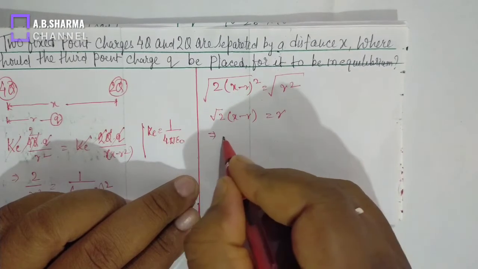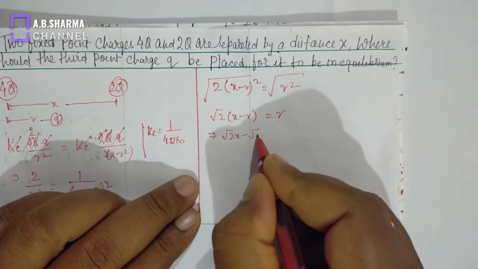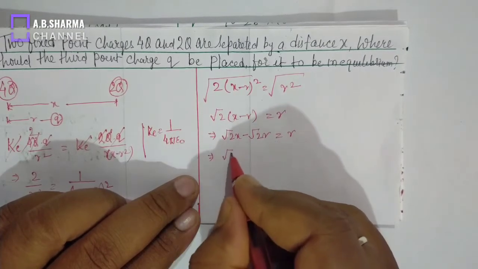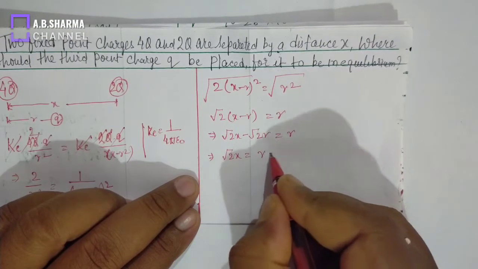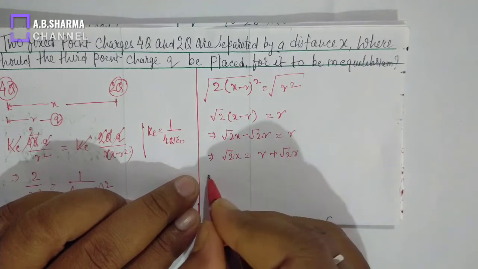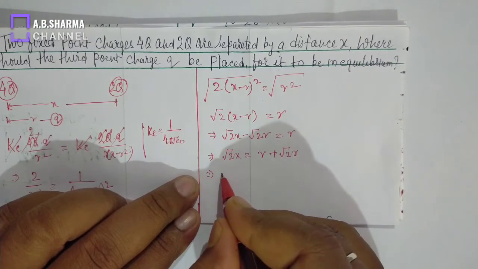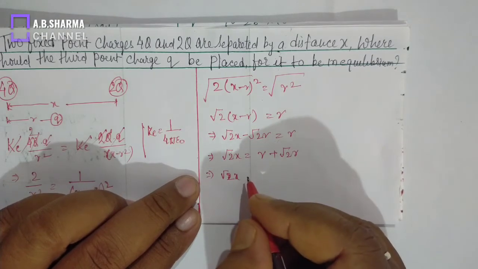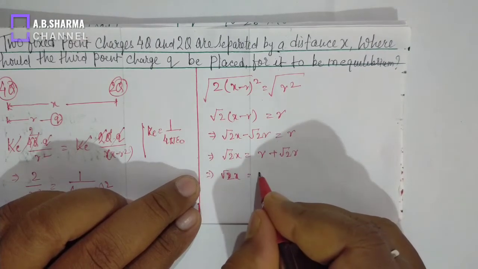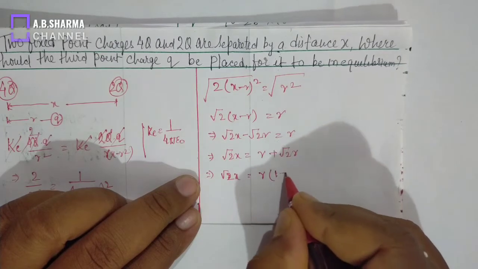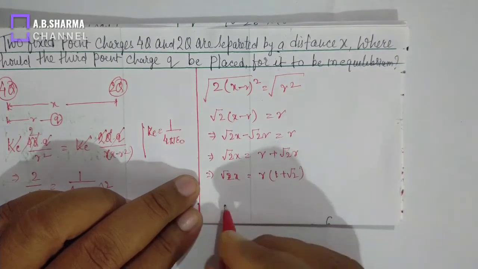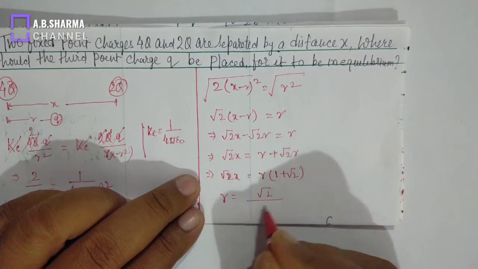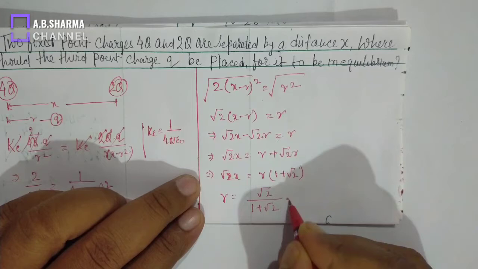So by solving we get root 2x minus root 2r equals r, or root 2x equals r plus root 2r, or root 2x equals r common out, 1 plus root 2. So r equals root 2 by (1 plus root 2) x.